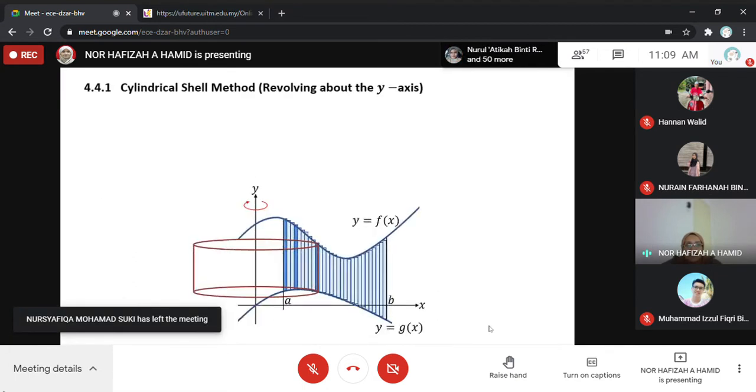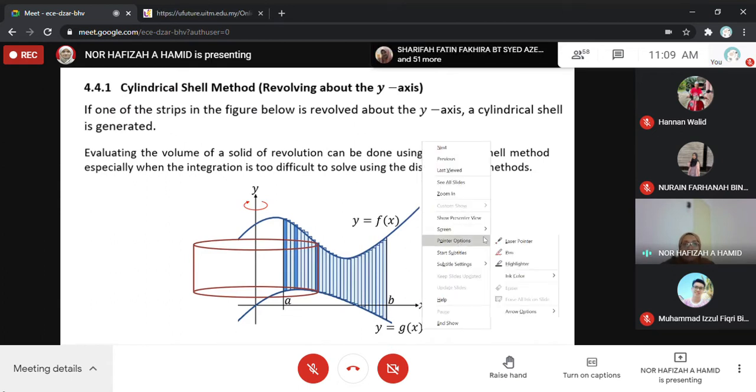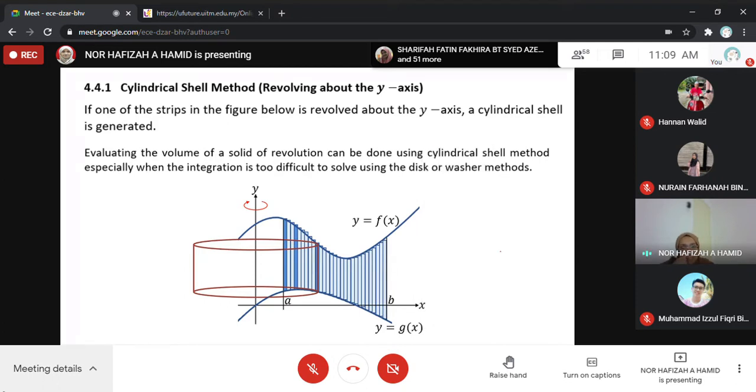Cylindrical shell method, revolve about the y-axis. So evaluating the volume of a solid of revolution can be done using the cylindrical shell method when the integration is too difficult to solve using the disc or washer method. For cylindrical shell method, ni dia macam alternative method lah, sebab certain region kita tak boleh solve using disc or washer. So last choice dia, we can use cylindrical shell method. So for example, this region.